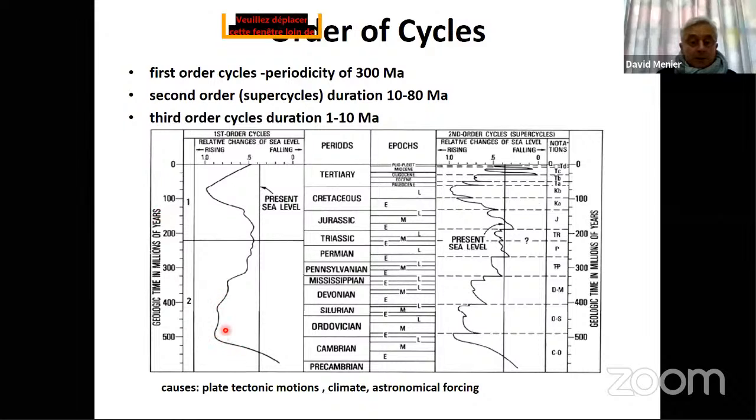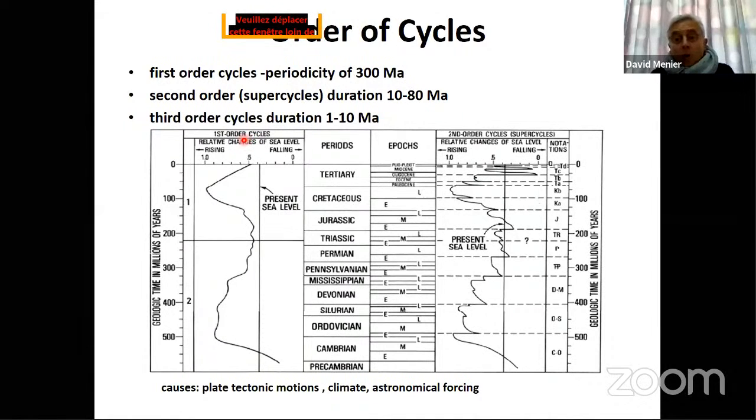So this is during the Paleozoic period, and so it's going down during the Permian, Triassic, Jurassic, and at the end of the Cretaceous period, you see the sea level rising and goes down after that till today. This is at the large scales, and we call that the first order cycle.